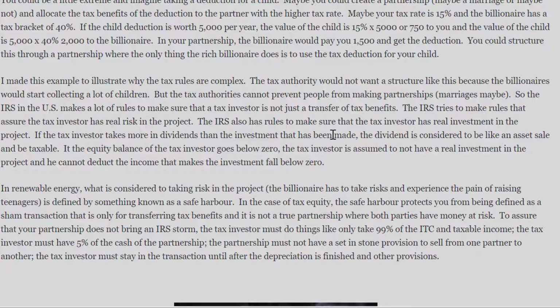So the tax authority, the IRS, has to make some rules. And their rule says, look, we don't want to limit partnerships. Partnerships can be structured however you want. They can allocate income to one party, they can flip things around, they can get cash flow to another party, but we have to do one thing.